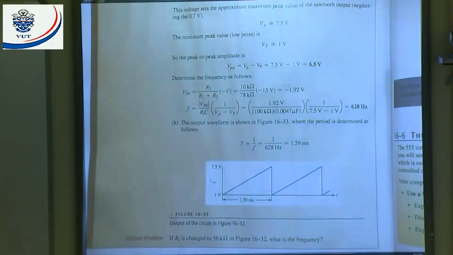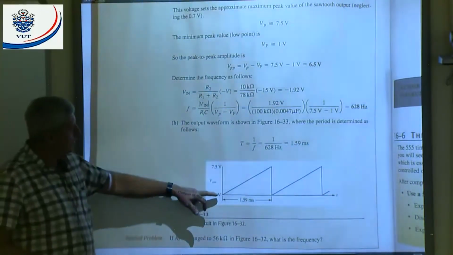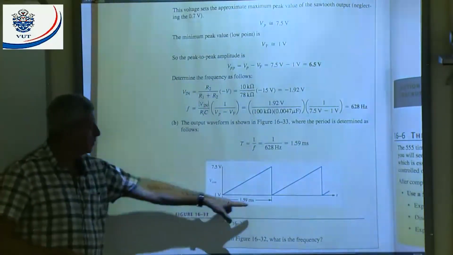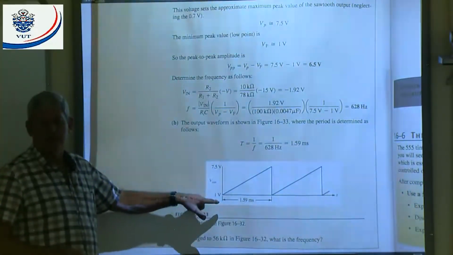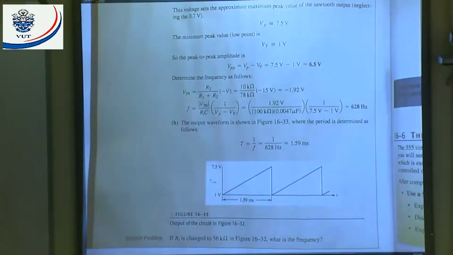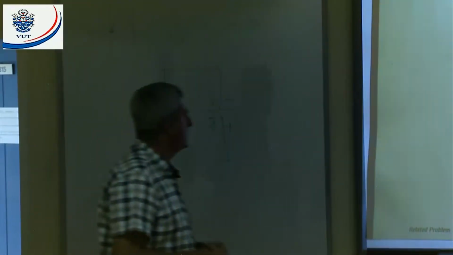My minimum value is 1 volt. My maximum value is 7.5 volts. I will draw it a little bit different. I will draw my 0 there. There you know exactly: there's 0, there's 1, there's 7.5 volts. Any questions? No questions?